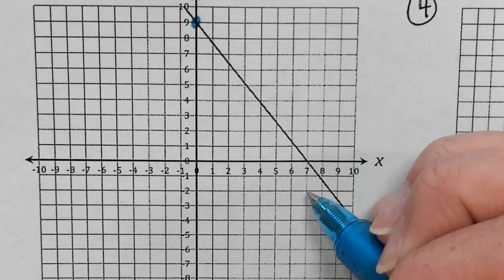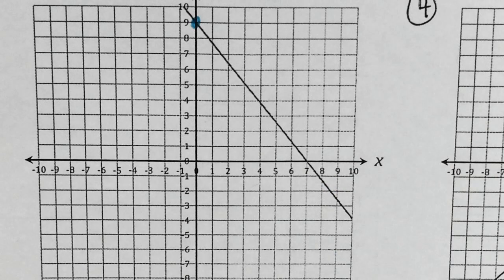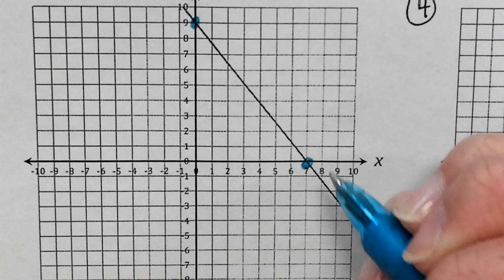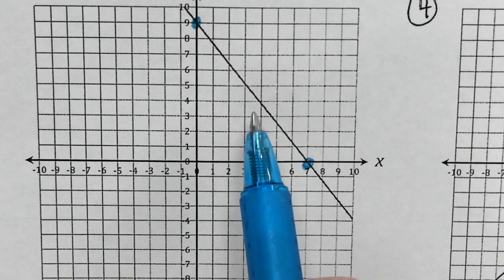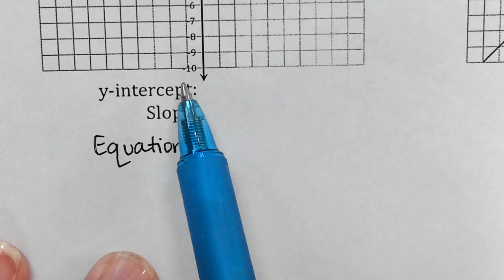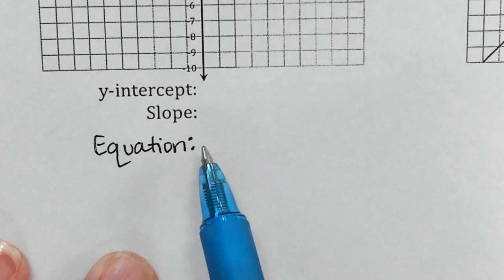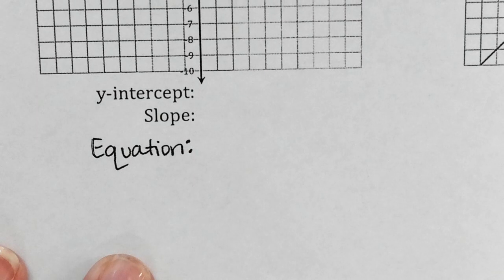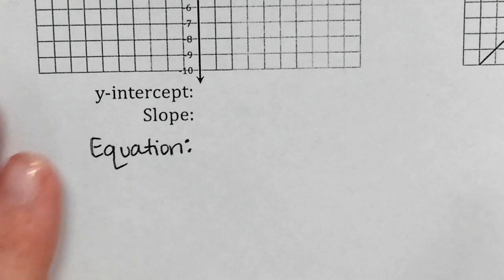Do y'all know what an X-intercept is? Yes. Where it touches the X-axis. So these two dots are the only good dots. Like, I thought that one was maybe good, but it wasn't. Okay, you're going to find the Y-intercept, the slope, and write the equation just like we did in our notes. Is everybody good with that? Flip to the back.